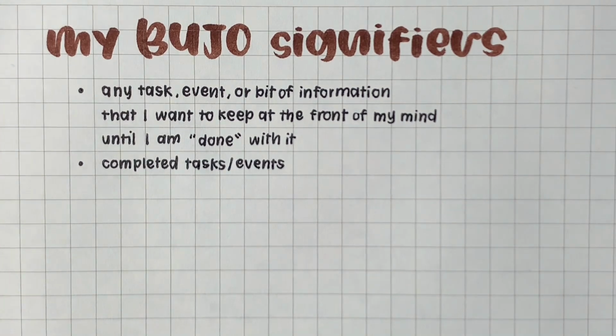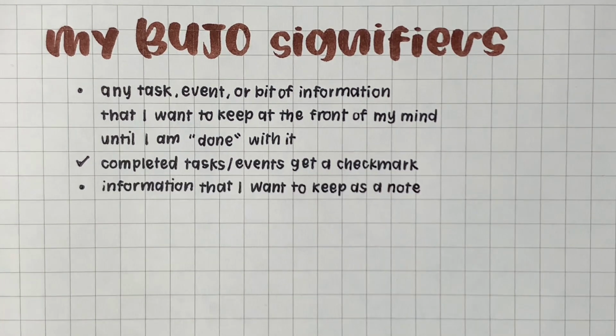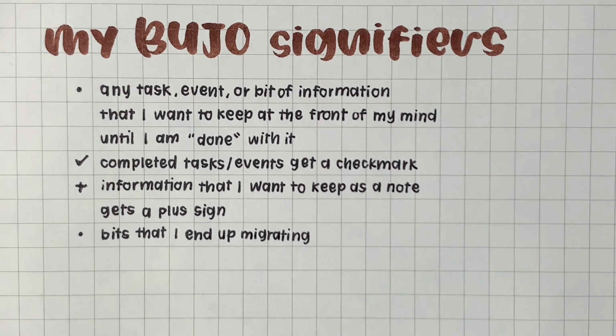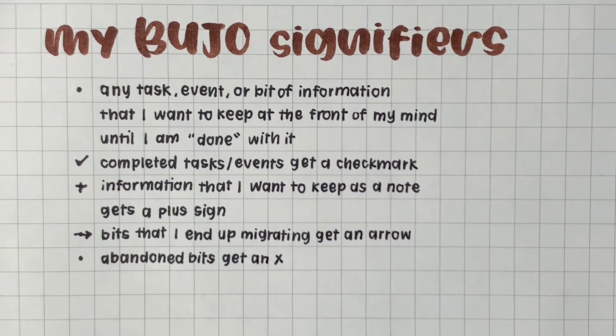Completed tasks and events get a check mark. Information that I want to keep as a note gets a plus sign. Bits that I end up migrating get an arrow. And abandoned bits get an X.